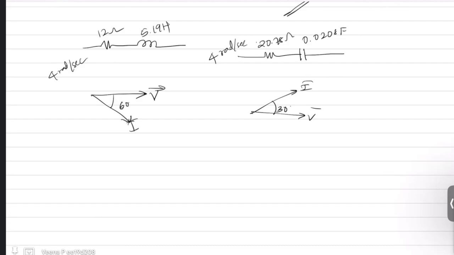So adding a capacitor will improve your current, it becomes closer to the voltage. So for an inductive circuit, the current lags voltage. And for a capacitive circuit, the current will lead the voltage.